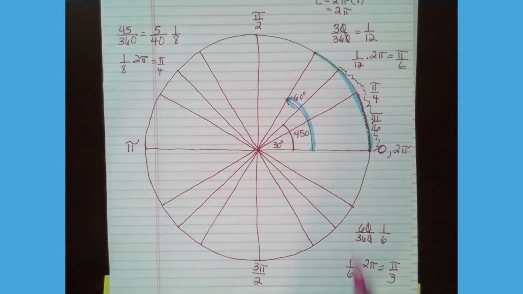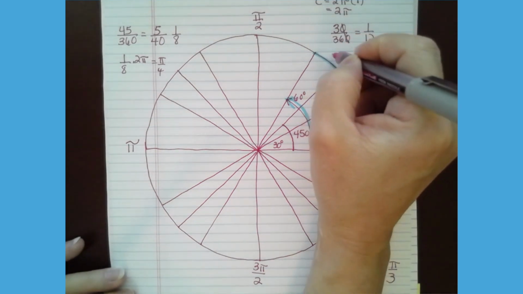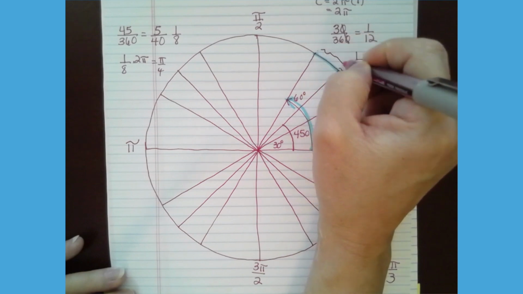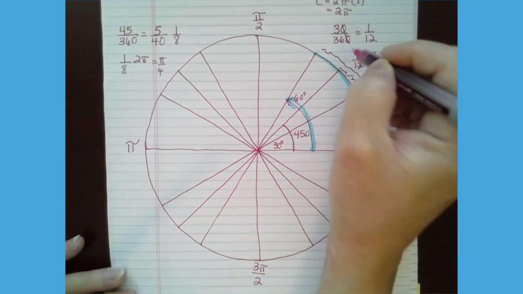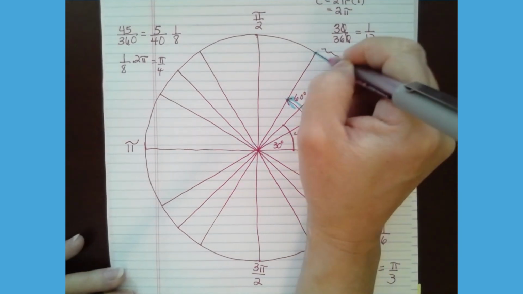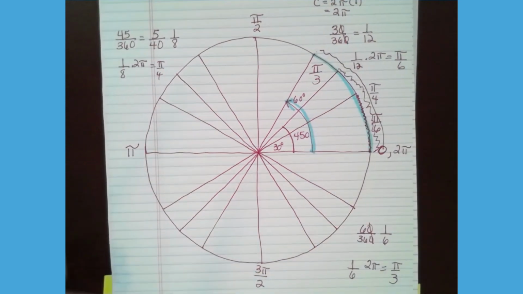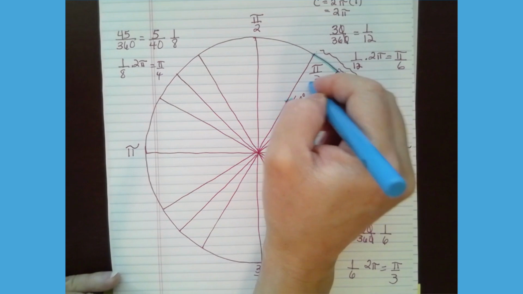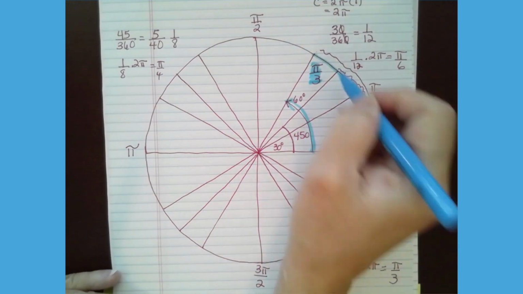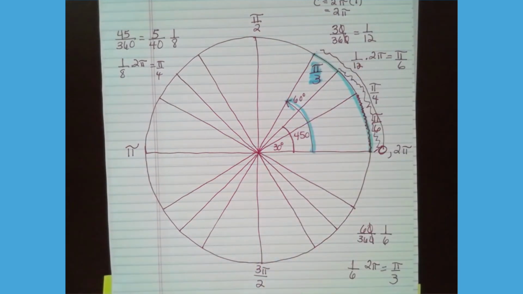So the blue arc is, I know what I'm going to do. I'm going to write it and highlight in blue with that. So all of that is pi thirds. I don't know where I'm going to write this. I didn't plan for that well, did I? So the arc from here to here is pi thirds. Okay? All right.